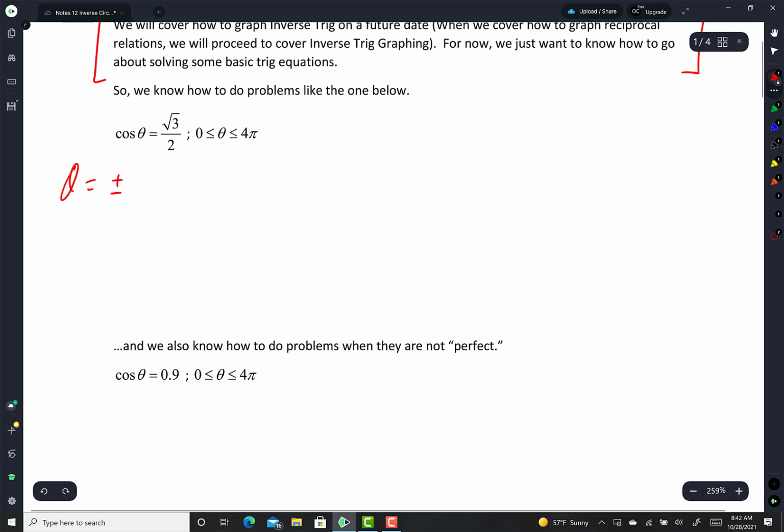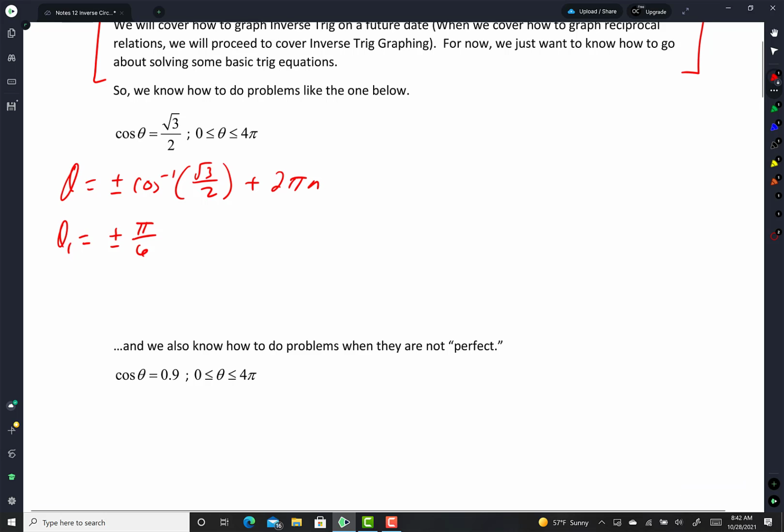And some of you guys have already been accustomed to writing plus minus, and that's fine. I think that's because I told you guys to just write plus minus all the time. That's fine there. And then you can get your theta 1 by doing arc cosine of square root of 3 over 2 in the calculator, which will give you pi over 6. And yeah, this is true. Plus minus pi over 6: cosine of pi over 6 and cosine of negative pi over 6 will both yield the same value, square root of 3 over 2. So plus 2 pi n. And I should have written theta 1 there.